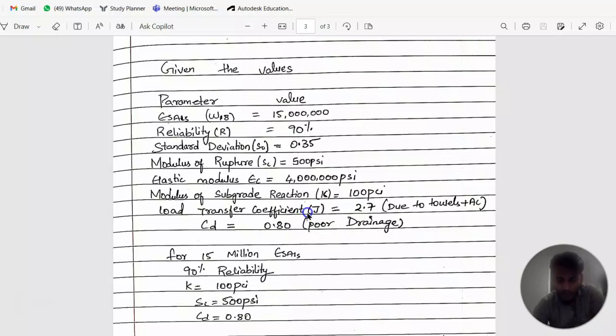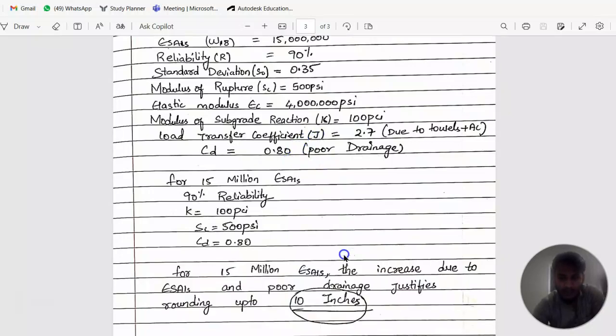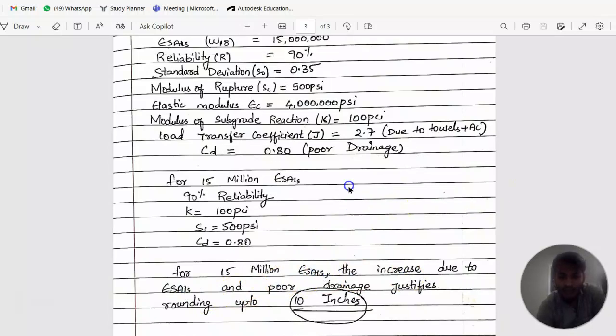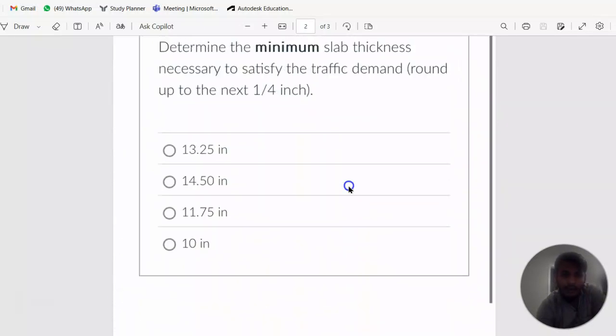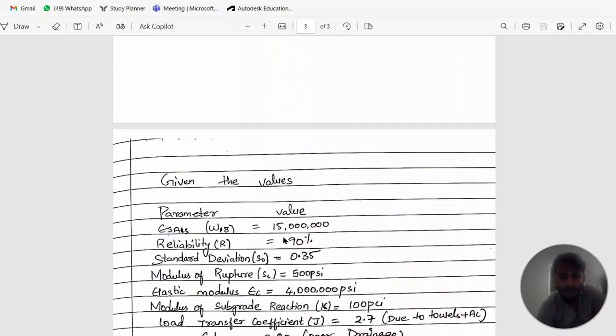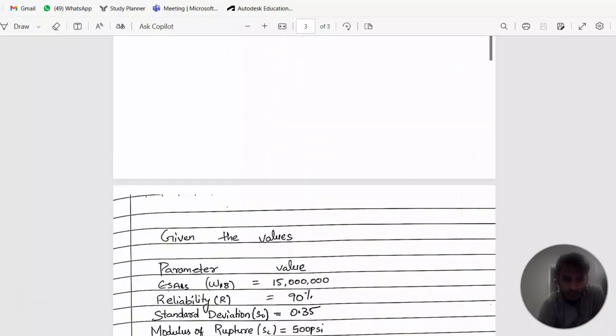For 15 million ESALs, we have 90% reliability, K equal to 100 psi, and Sc equal to 500 psi. The increase due to the ESALs and poor drainage justifies rounding up to 10 inches. So we have 4 options, and we can select this one option as the answer. Now let's go to the Excel sheet and find the solution.